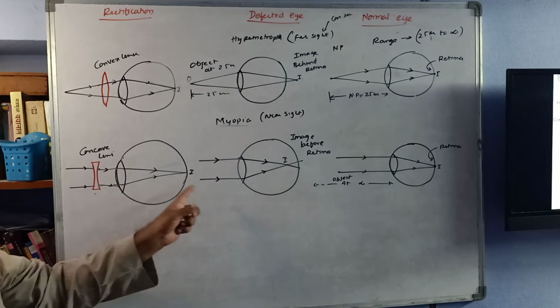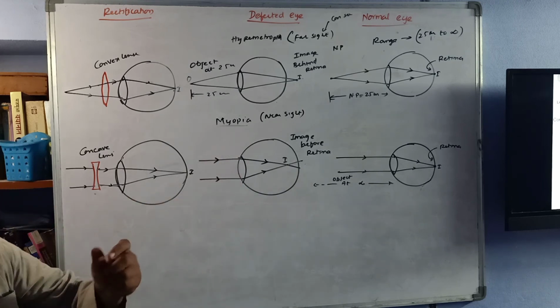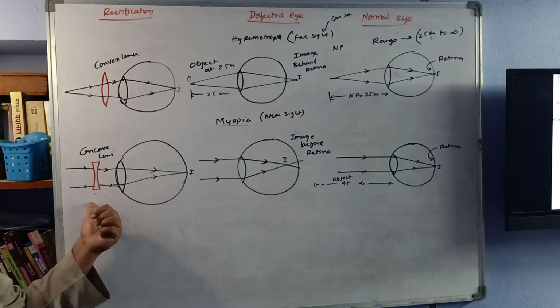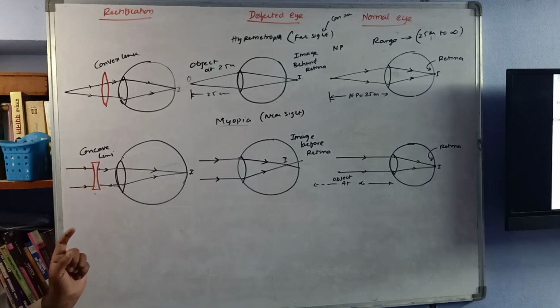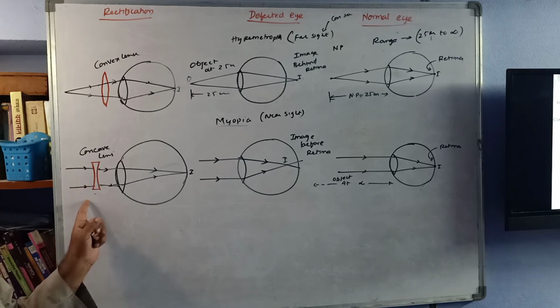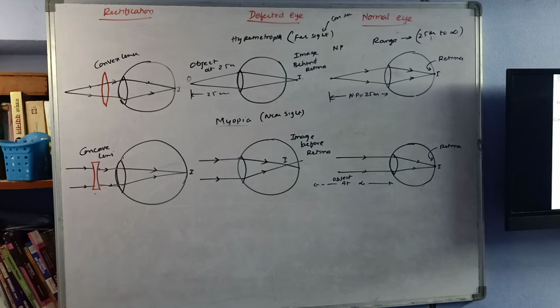So to eliminate the defect like myopia, you people are wearing concave lenses. If you see your lens, it will be thin at the middle and thick at the edges. Thin at the middle, thick at the edges. Okay, so I think this is understood.